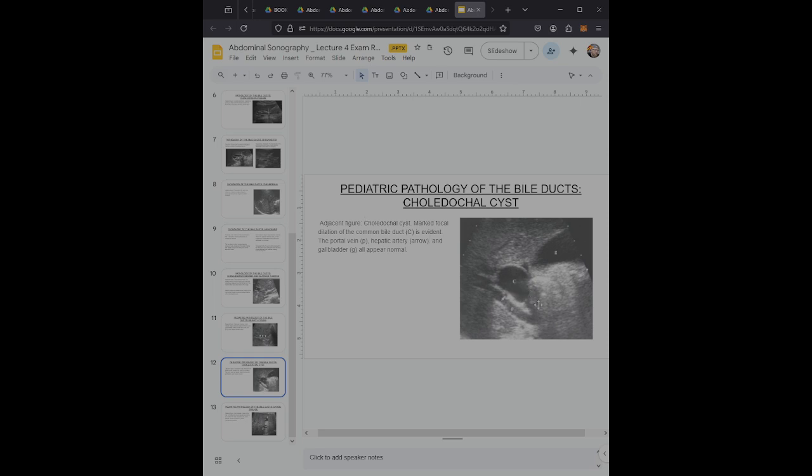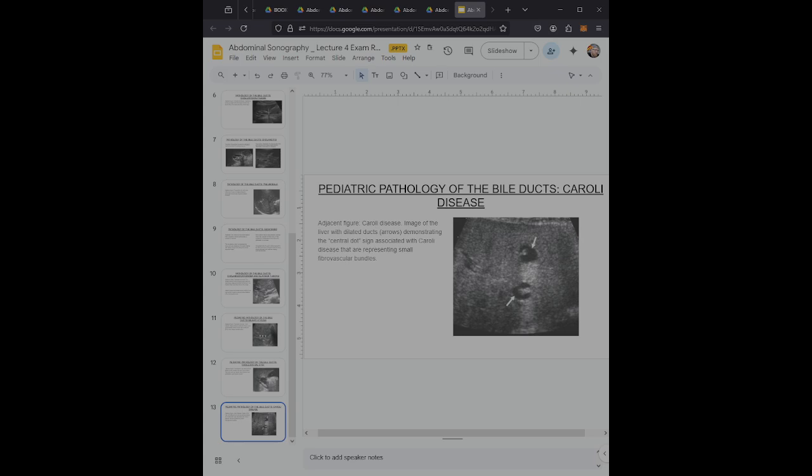As we can see here, there is a common bile duct, and this is quite evident. We have the hepatic artery shown, and we have the gallbladder itself, and there's a portal vein, and there's marked focal dilatation of the common bile duct.